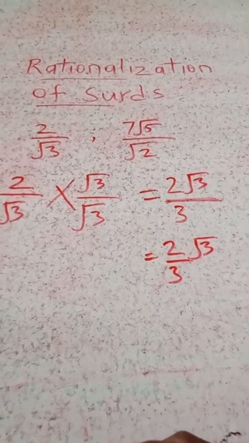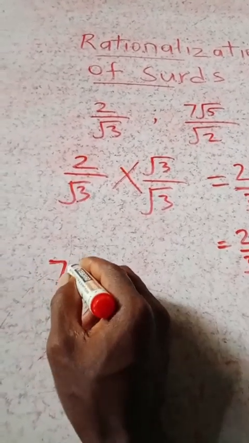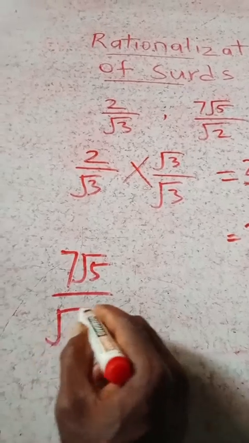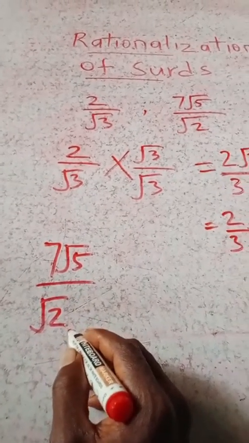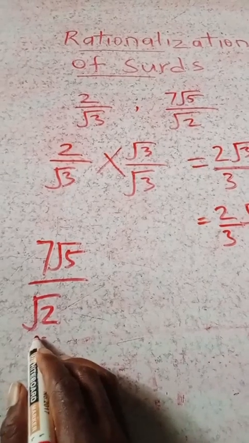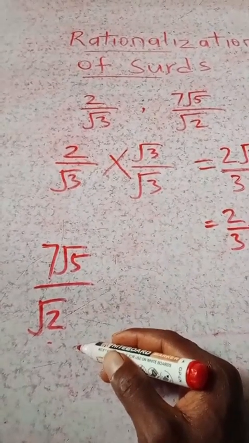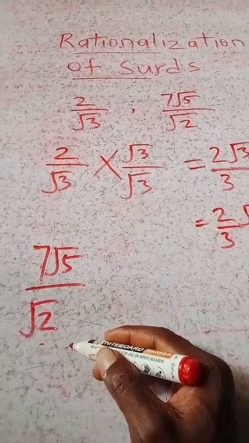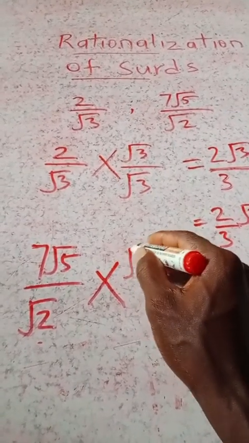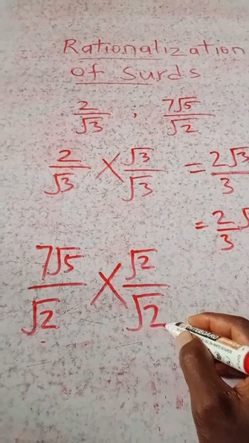So let's look at the other one. The second one is 7 root 5 all over root 2. How do we rationalize it? The denominator is with a root, so we use it to multiply the numerator and also the denominator. By doing that, the denominator will be without root. So let's do it. Multiply the numerator with root 2, and the denominator with root 2 also.